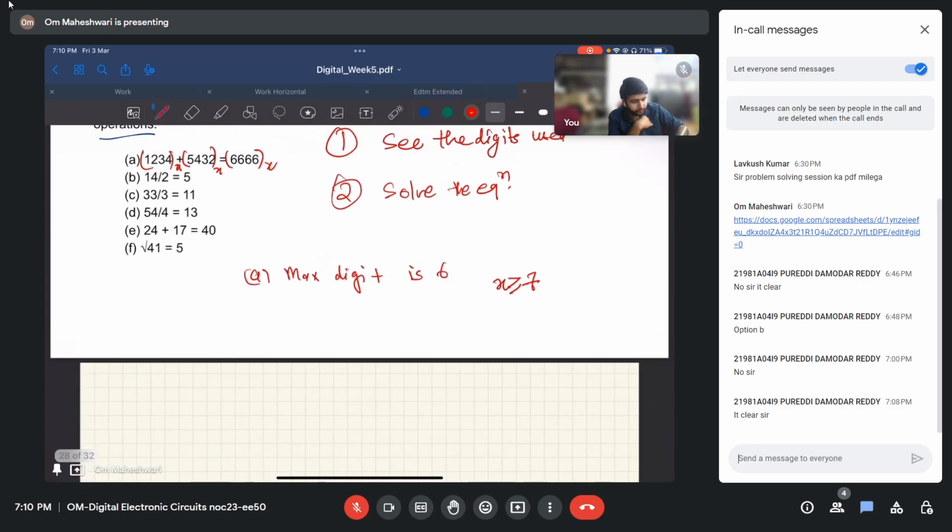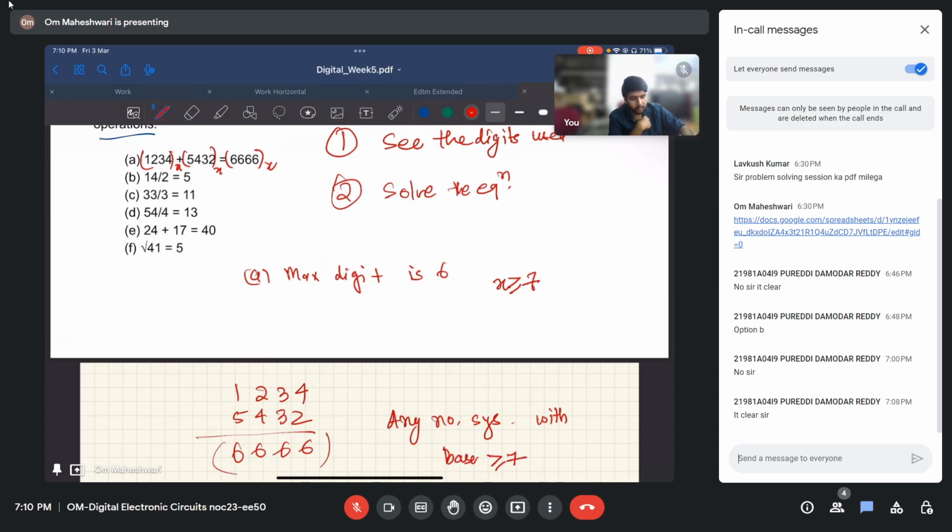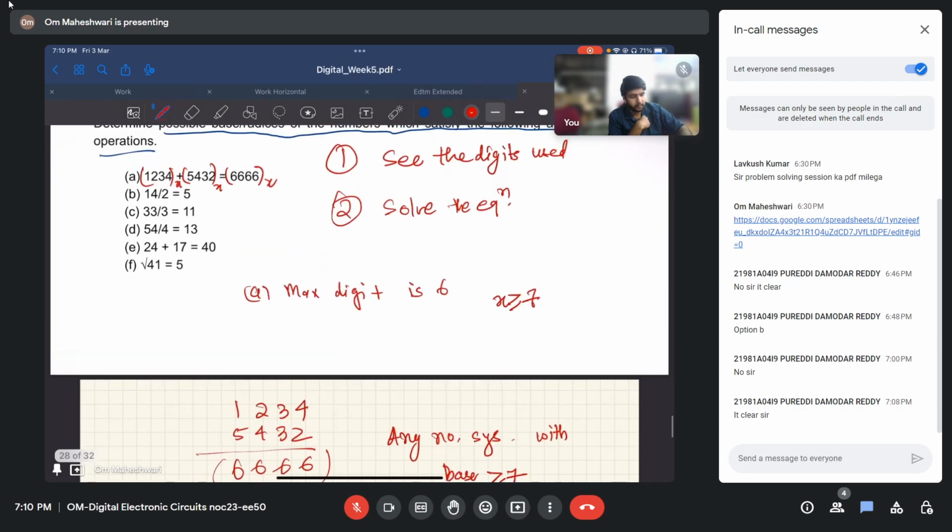And if we solve it, 1 2 3 4 plus 5 4 3 2, if we add it, we get 6 6 6 6 as it is. So any number system with base greater than or equal to 7 is the answer for this one. What we are doing is we just see the highest digit, which is 6. So if the highest digit is 6, then x must be greater than or equal to 7, right?